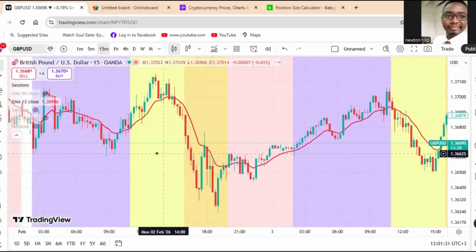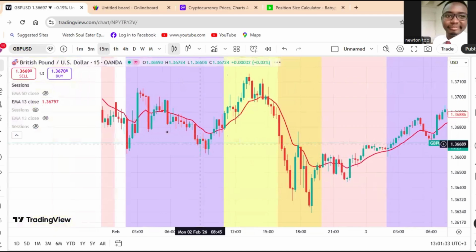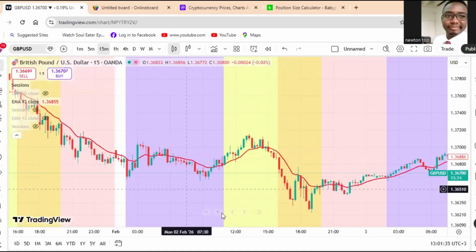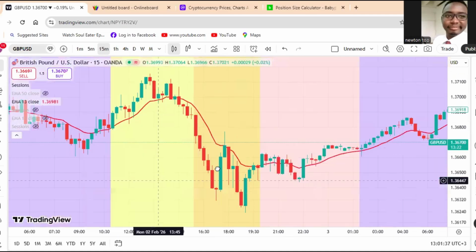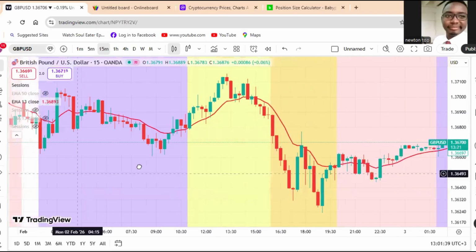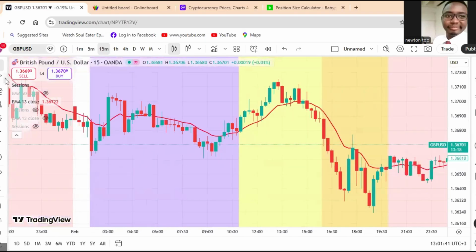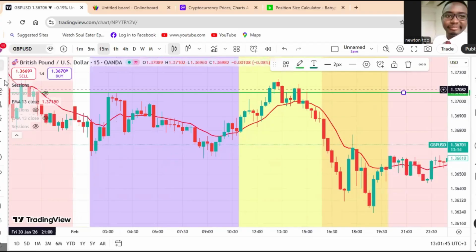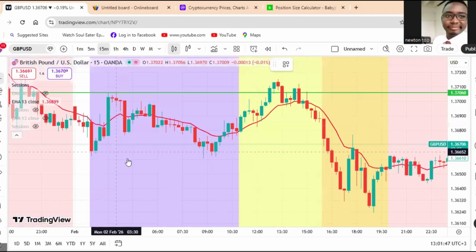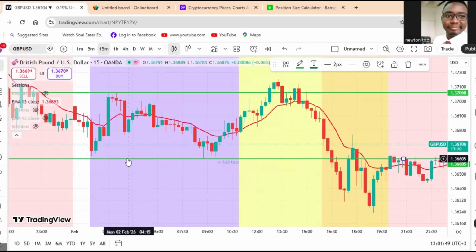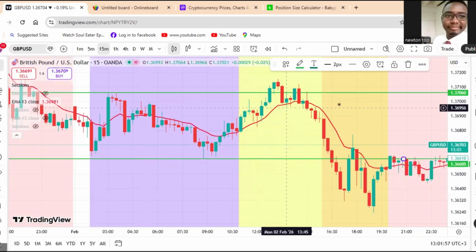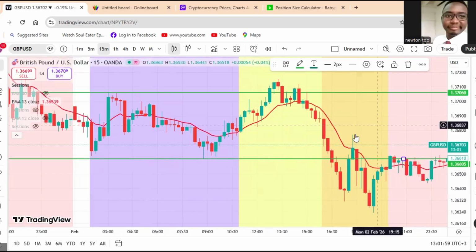As you can see, maybe you can start from this point. The first thing before the London market opens, you need to mark the high of Asia and the low of Asia. That is rule number 1. Rule number 1 is you need to set sessions. The blue part here is the Asia market, the yellow part is the London market, and the brown part is the New York market. Are you seeing, guys?